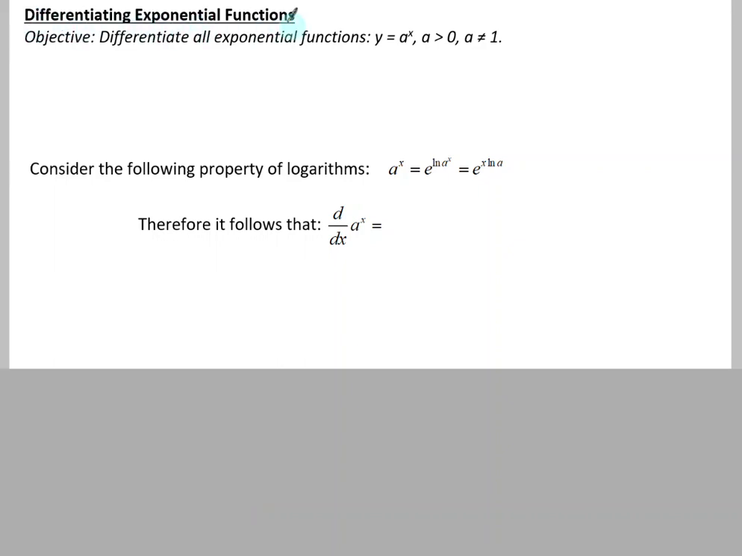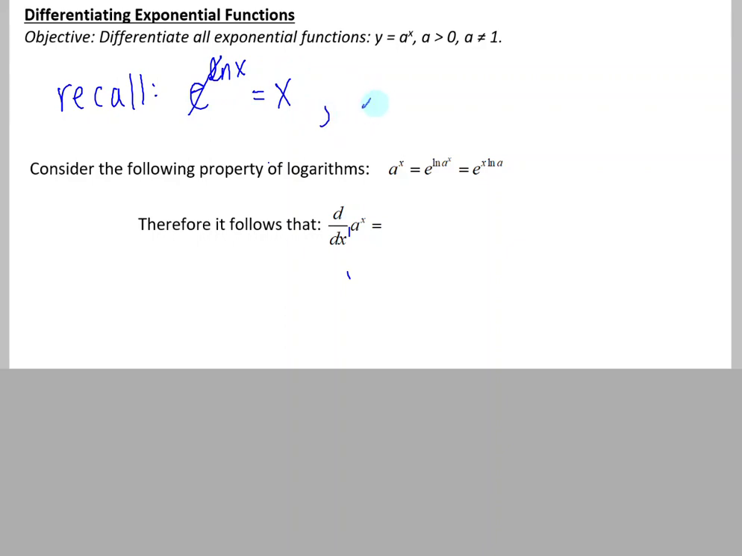Differentiating exponential functions. Our objective is to differentiate all exponential functions of the form y equals a to the x, where a is any number greater than 0 and not equal to 1. Let's recall the properties that e to the natural log of x, the composition of the inverses, equals just x. E to the natural log cancels and leaves us with x.